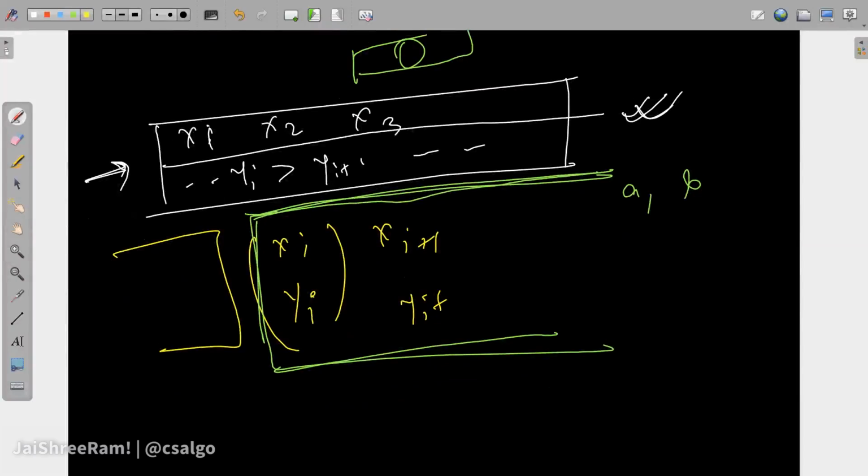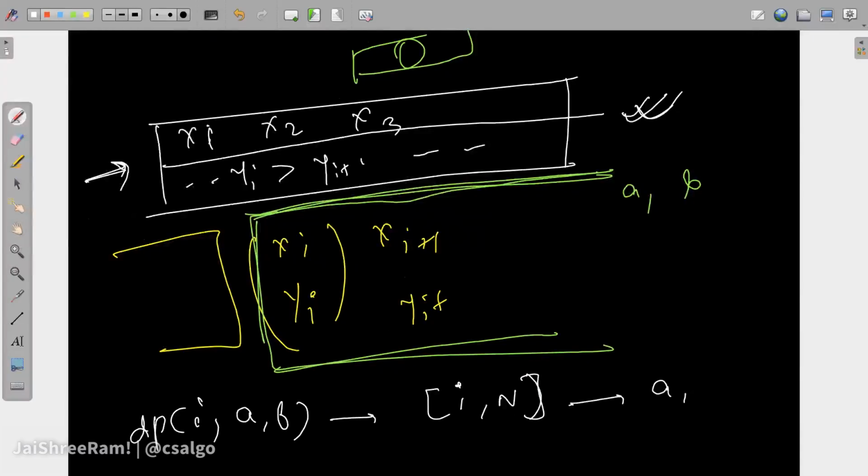Initially we were keeping dp of i, a, b, which was: out of the first i elements, what is the best way to take a x's and b y's. Now we are saying that in the subarray from i till n, what is the best way to take a number of xi's and b number of yi's? Okay, make sense? Let me explain that.